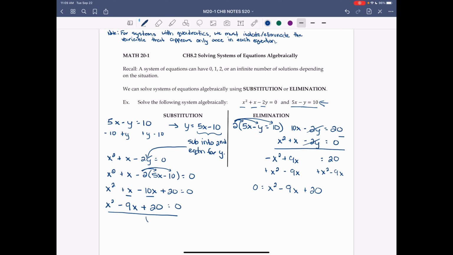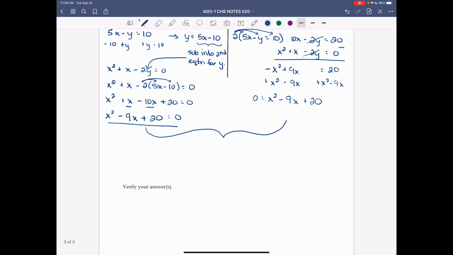Next step, same step for both of these because we're in the same spot here, would be to solve 0 equals x squared minus 9x plus 20 by factoring or quadratic formula. If it specifically says to do it one way, then you do it that way. If it does not, then either way is fine. They're both solving algebraically.